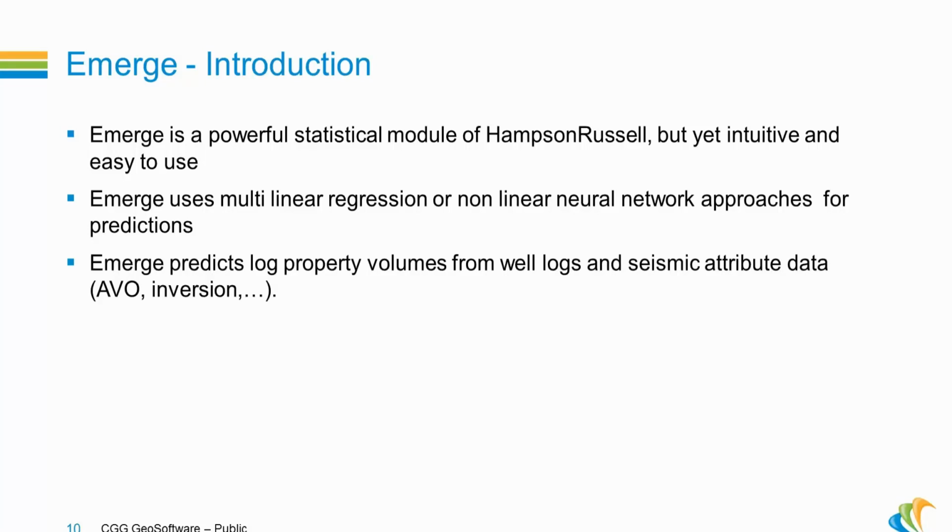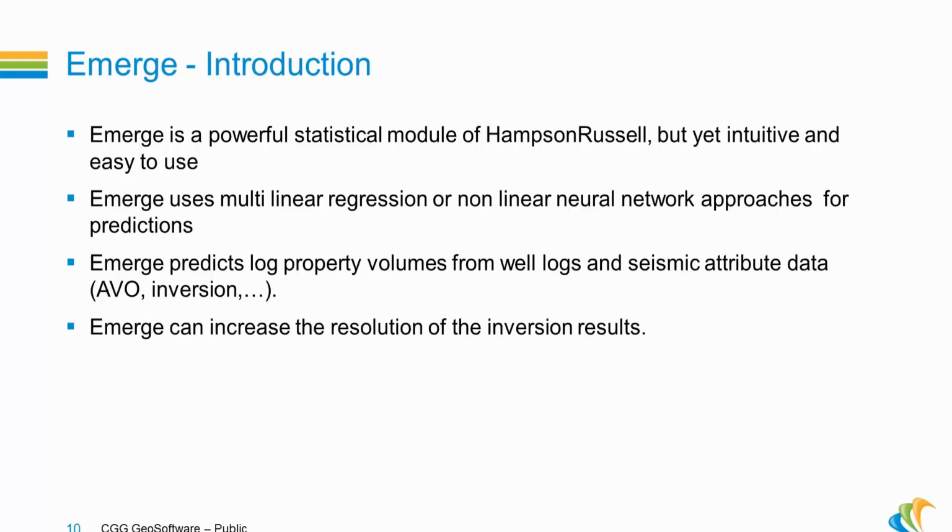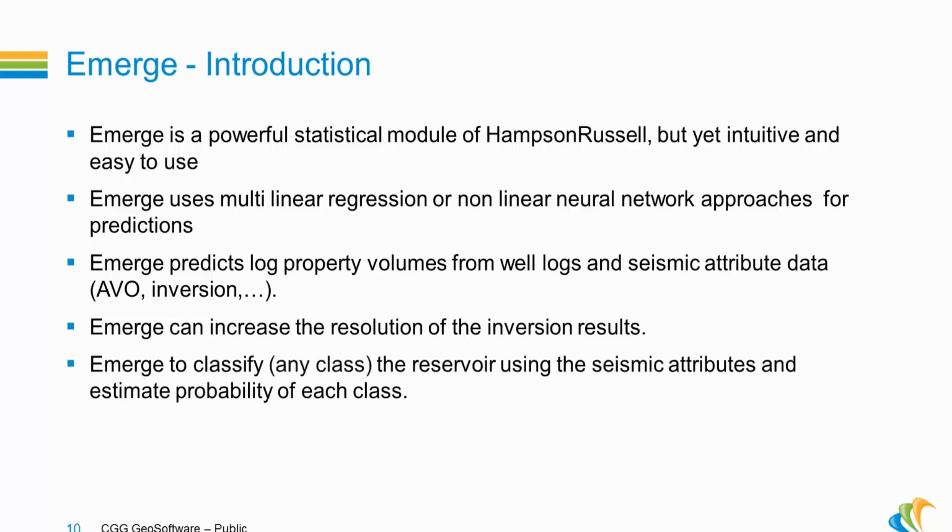Emerge predicts log property volumes from well logs and seismic attributes data. Seismic attributes could be AVO or inversion results or other attributes, like extractions from the seismic data such as lambda or mu. Emerge can increase the resolution of the inversion results, especially with neural networks. Emerge can classify the reservoir using the seismic attributes and estimate the probability of each class.